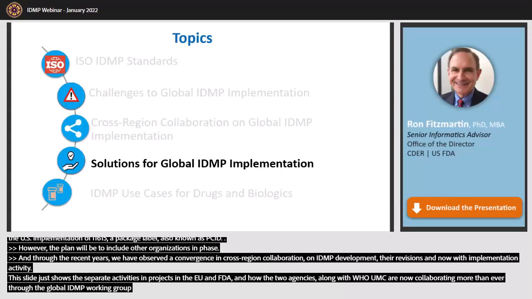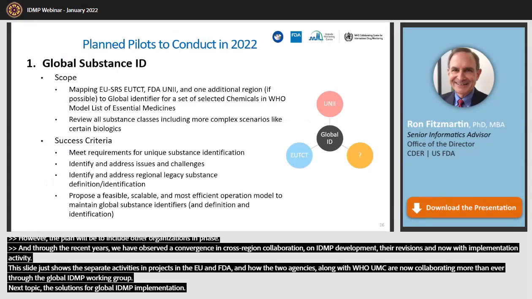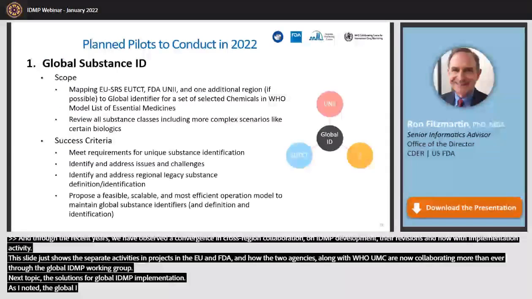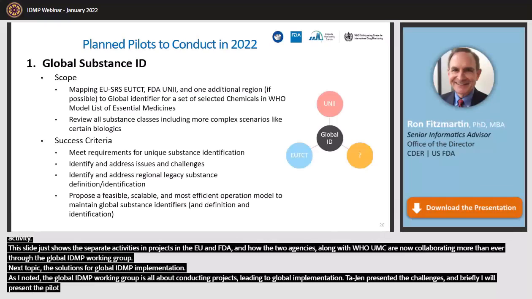Next topic is solutions for global IDMP implementation. As I noted, the Global IDMP Working Group is all about conducting projects leading to global implementation. TJ presented the challenges, and briefly I will present the pilot projects for 2022 and 2023.